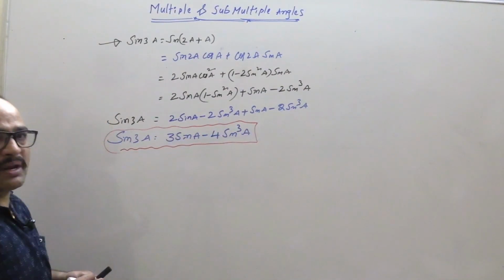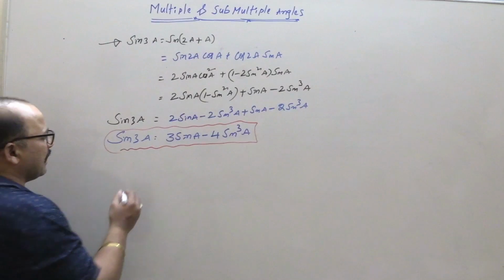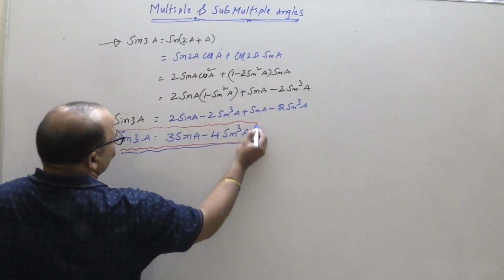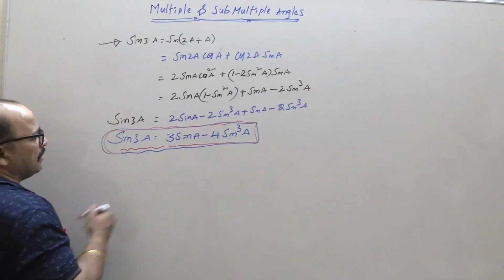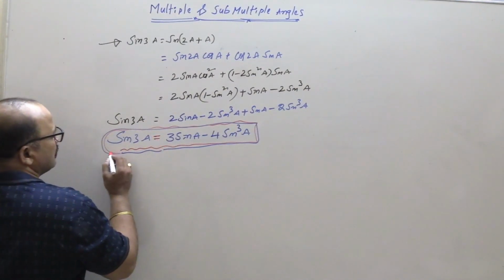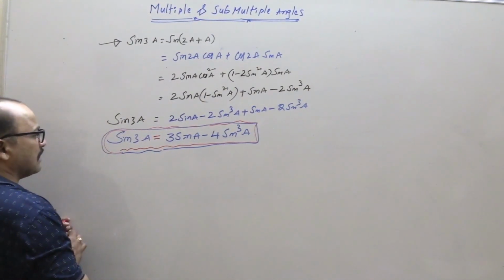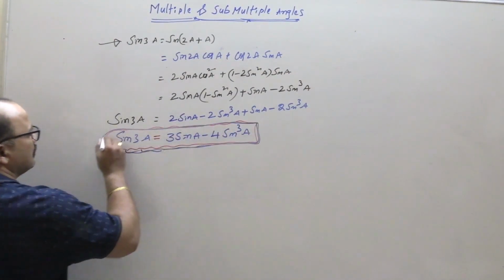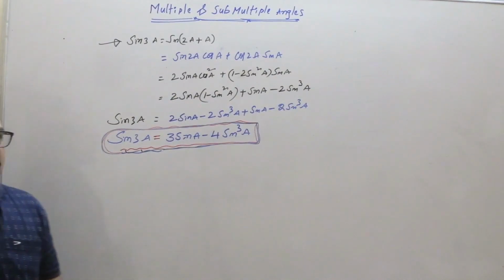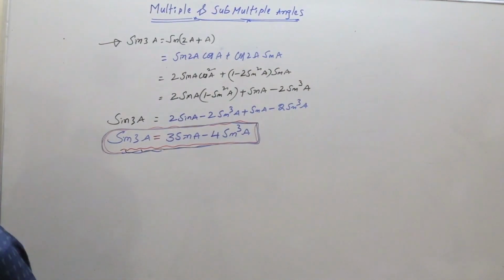Sin 3A formula is 3 sin A minus 4 sin cube A. Students, be careful. Remember, the sin 3A formula is a basic formula: 3 sin A minus 4 sin cube A. Okay.